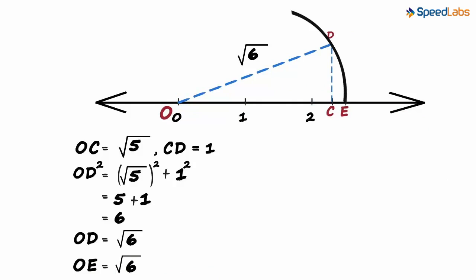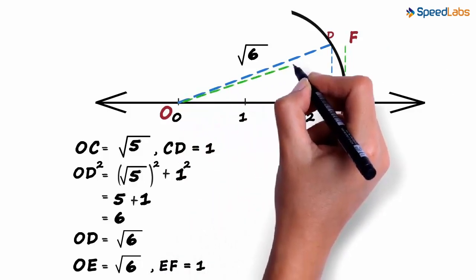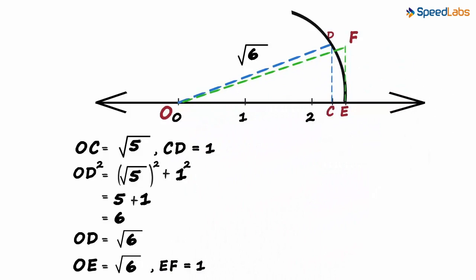But wait, does the plot of root 6 also give us something? Let's see. Now we can try drawing a length of 1 unit like this. This segment is perpendicular to OE and is 1 unit long. Let's call it EF. So we have EF equal to 1 unit. To complete the triangle, we join OF. Now look at the triangle OFE closely. In triangle OFE, OE is root 6 units and EF is 1 unit.